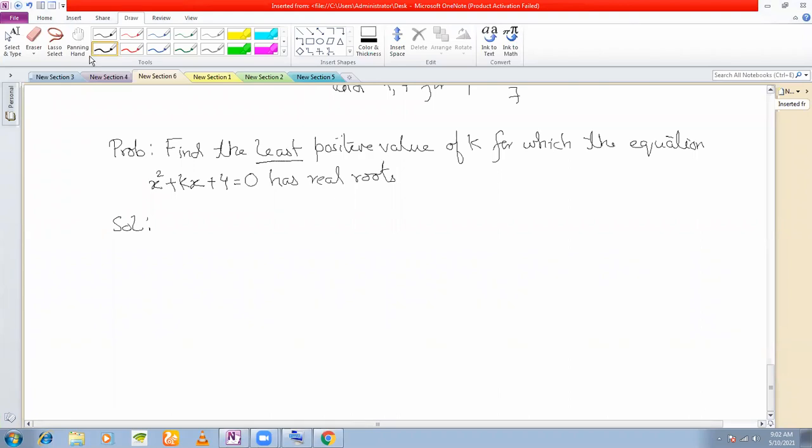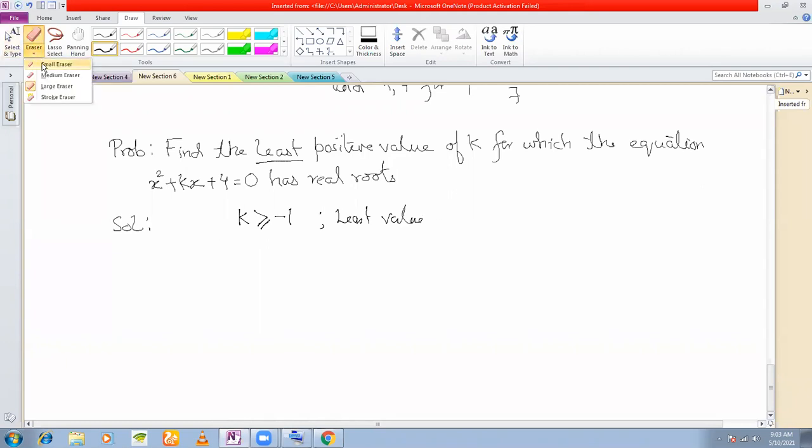For example, suppose you get the value of k as k greater than or equal to -1. Suppose you are getting this kind of value. So what should be the least value of k? The least value of k here is -1, isn't it?